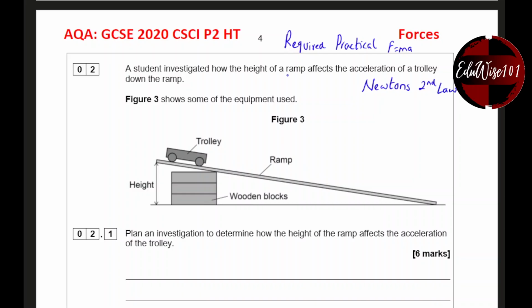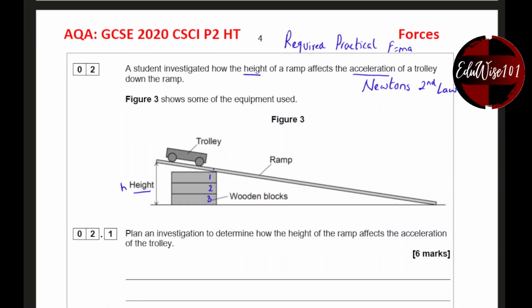law of motion. So a student investigated how the height of a ramp affects the acceleration of a trolley down the ramp. Now here you have a setup where you've got 3 wooden blocks, 1, 2, 3, used to prop up the ramp, and a trolley on the top. So if you increase the height, the trolley will actually go faster down the ramp. So how does the height, which is h, affect the acceleration?